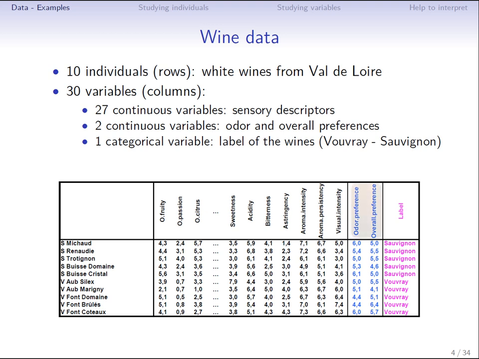We also have two quantitative variables that correspond to preference scores, preference for odor and overall preference. And we also have a qualitative variable that corresponds to the label of the wines. There are two labels. The first one is Sauvignon and the second one is Vouvray. We will see how we can consider this information in the analysis. So the aim of our PCA is to characterize the wines according to their sensory descriptions. So we will first focus on the 27 sensory attributes to describe the wines.